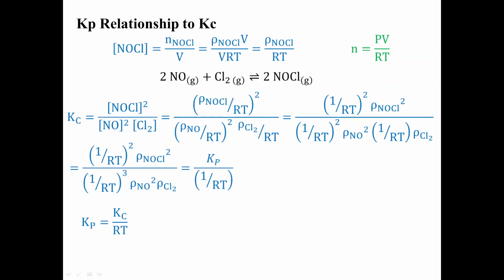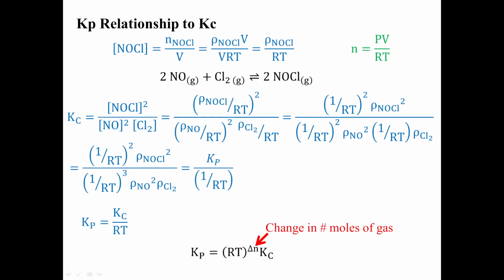So to generalize this a little bit for the actual equation or relationship between Kp and Kc, we can say that Kp, the equilibrium constant according to partial pressure, is equal to RT raised to delta n, which is our change in moles of gas, times Kc.